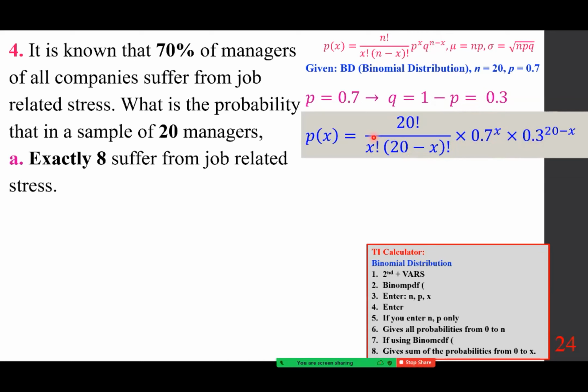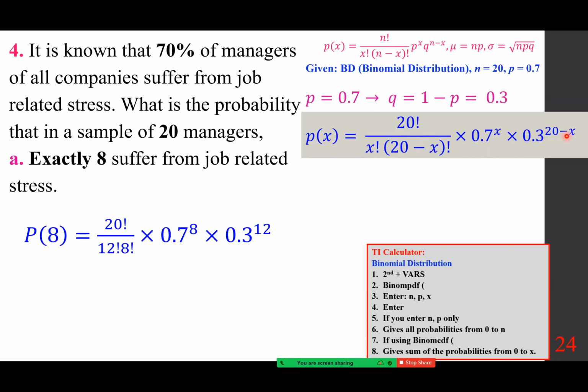Pay attention to the formula and how we plug it in. Exactly 8, your X is 8. So if I plug in 8 instead of X, this becomes 8, this becomes 12, this is 0.7 to the power of 8, this is 0.3 to the power of 12. By the way, you can put it in any order, 8 factorial times 12 factorial or not. So remember what we did. Into this formula goes X equals 8. And now you can do the calculation.